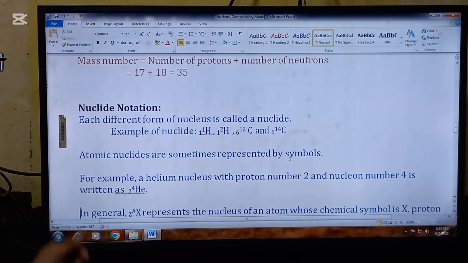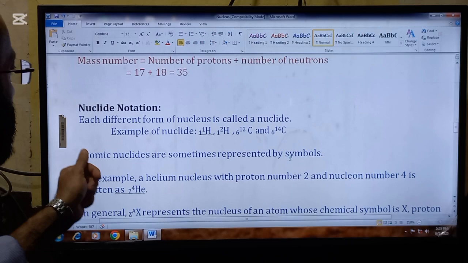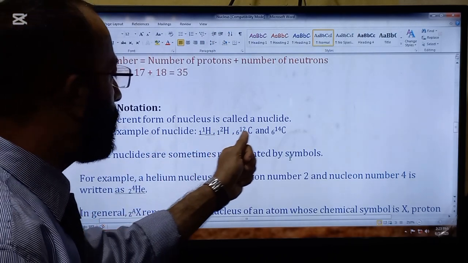Our new topic is nuclide notation. Each different form of the nucleus is called a nuclide.